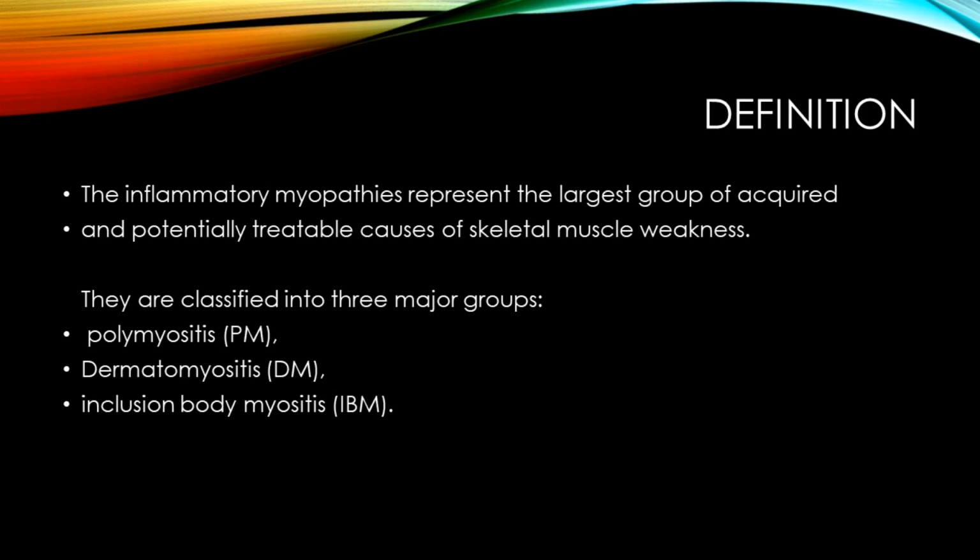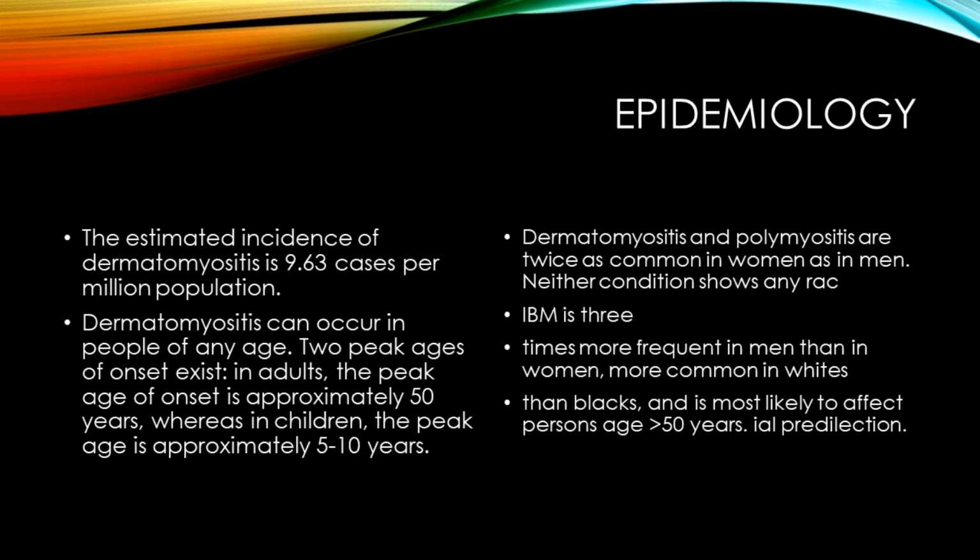Let's start from definition. The inflammatory myopathies represent the largest group of acquired and potentially treatable causes of skeletal muscle weakness. They are classified into three major groups: polymyositis, dermatomyositis, and inclusion body myositis.